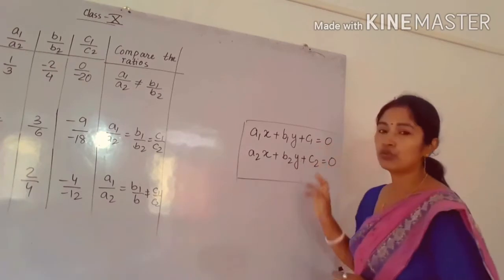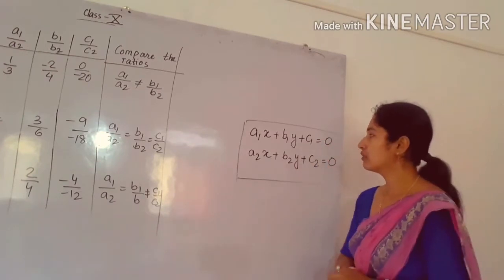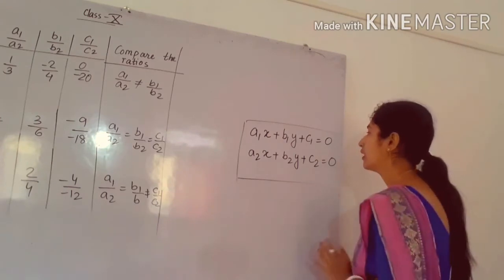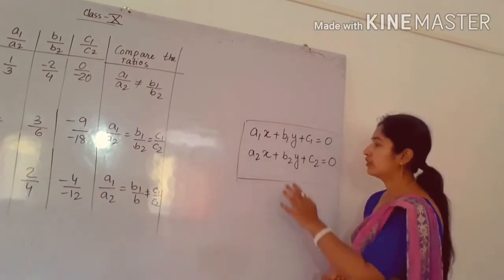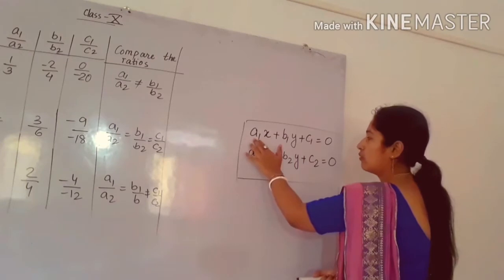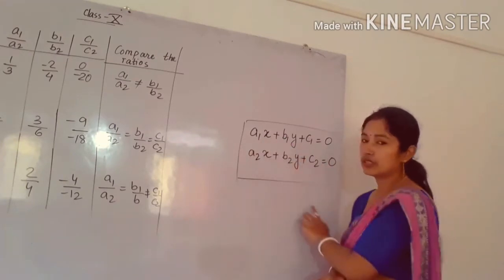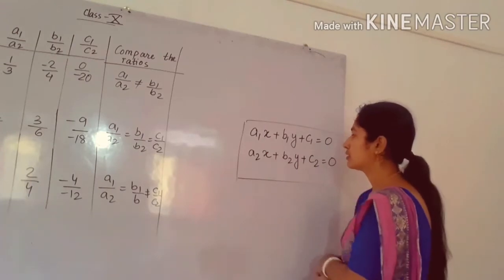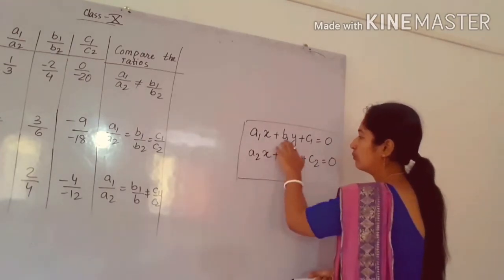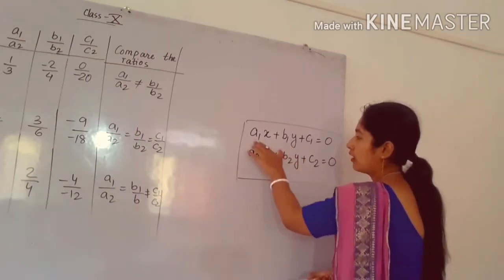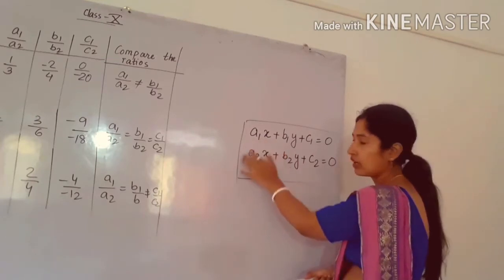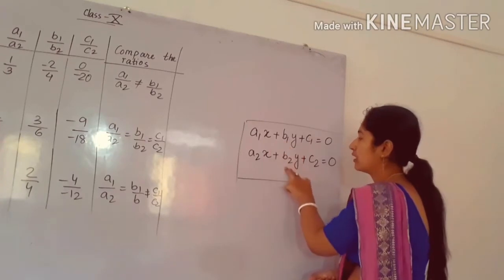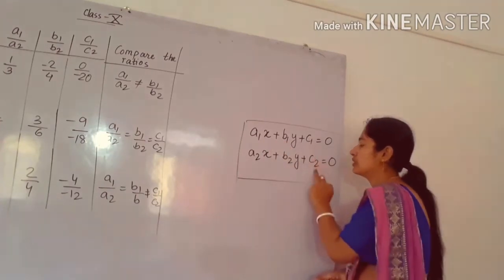So these are the 2 linear equations in 2 variables I have taken. See here we have different constants, a1, b1, c1 are the constants, and a1, b1 are the coefficients. So these may be different. That's why in one equation I have taken a1 and in the other equation I have taken a2. Similarly here I have taken b1, here it will be b2, here c1 and c2.